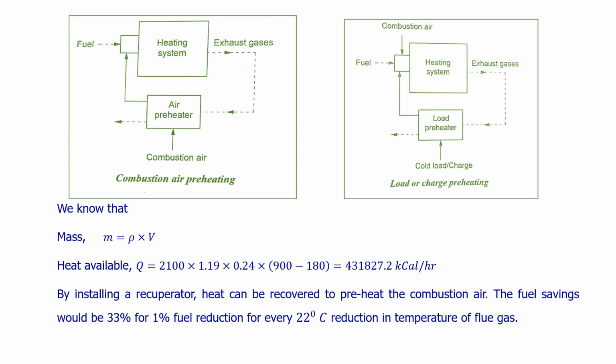Cp is given as 0.24 for hot flue gases. In terms of kilocalorie we get 431,827. If you divide by 4.32 we can get kilojoule per hour, and if you divide by 3,600 we get kilojoule per second. By installing a recuperator, heat recovery channel or heat exchanger, heat can be recovered to preheat the combustion air. The fuel saving by this system is 1% fuel reduction for every 22 degrees Celsius reduction in temperature of the flue gas.